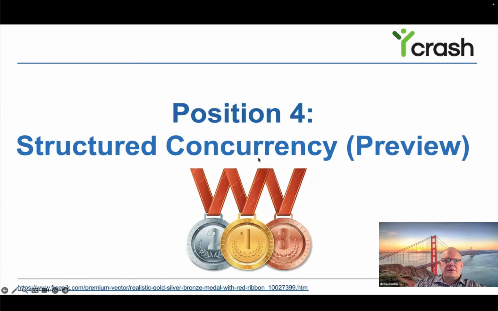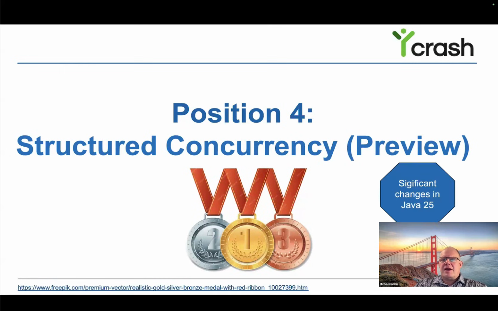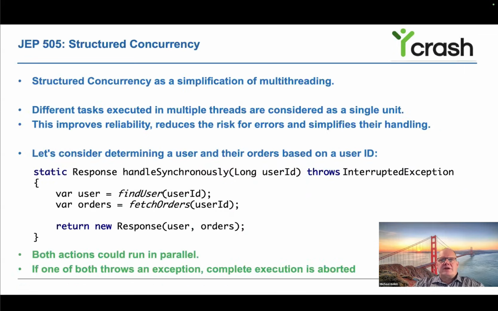Number four, structured concurrency, as I mentioned, is still a preview feature, but it's really worth having an idea. It got introduced in Java 21. It was a really cool API. It got some changes in Java 25. So, what is the idea?